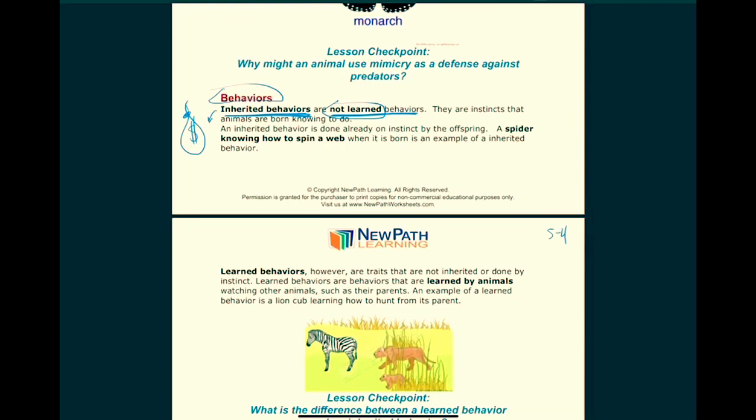It just got passed on to you from, a lot of times it could be your parents, it could be another relative. But obviously in this case, it would be your parents. You get an inherited behavior. They are instincts that animals are born knowing how to do. So you're born knowing how to do it. You don't have to be taught how to do it. You just automatically, immediately know how to do it when you're born. An inherited behavior is done already on instinct by the offspring. A spider knowing how to spin a web when it's born is an example of inherited behavior. So it's passed on from your parents.